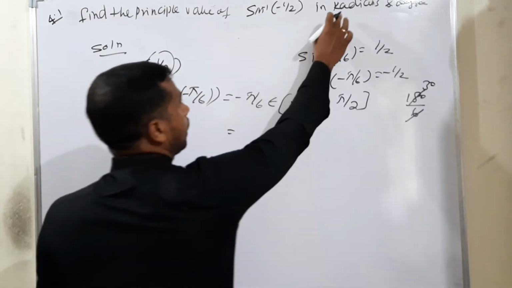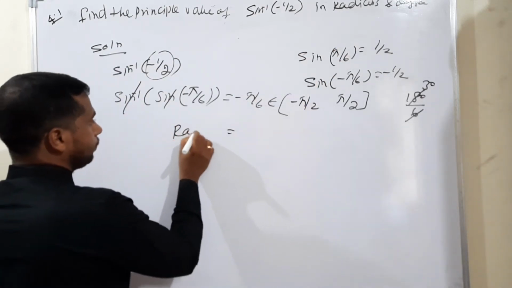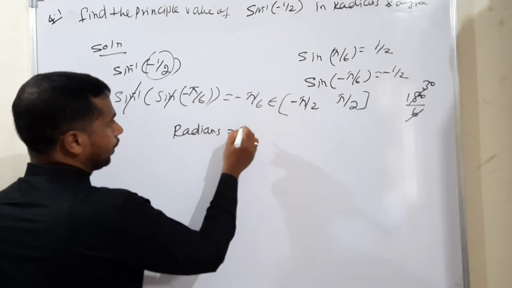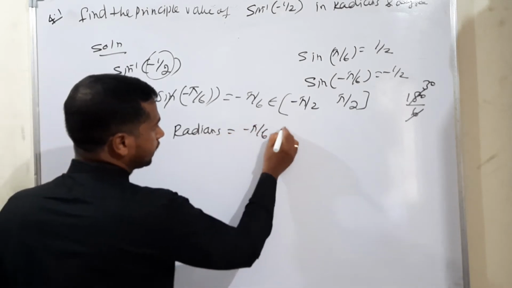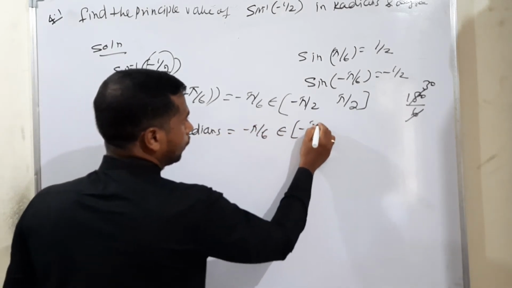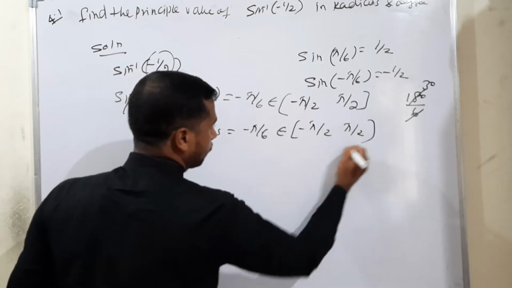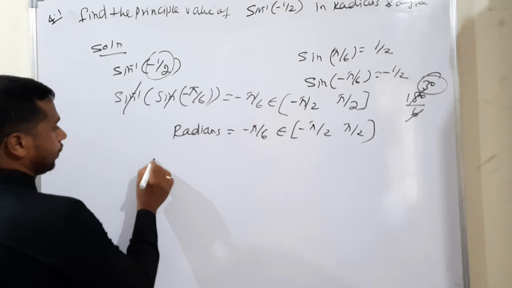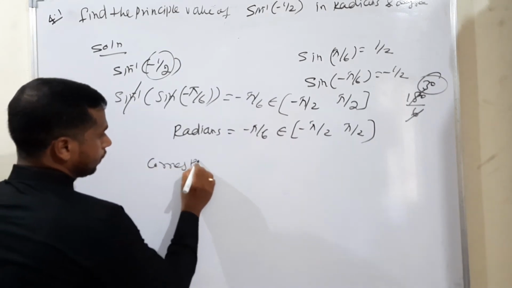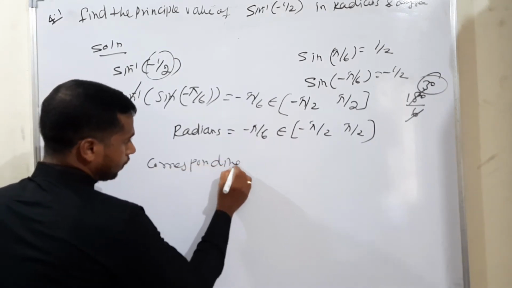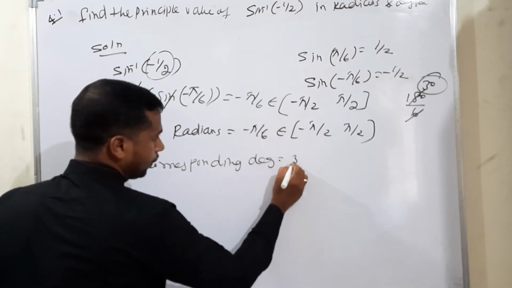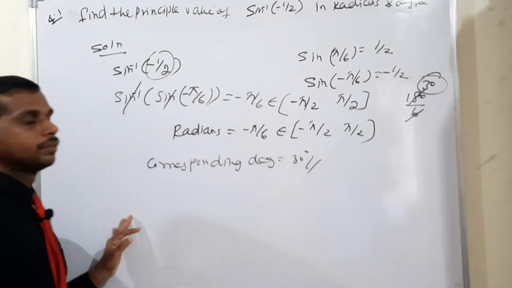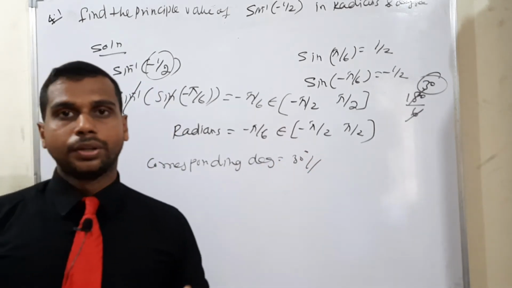Therefore, in radians it is equal to negative pi by 6. It belongs to negative pi by 2 to positive pi by 2. Then the corresponding degree, already we know, is 30 degree. So the corresponding degree is equal to 30 degree. This is the answer for example 4.1. I will continue with the next question.